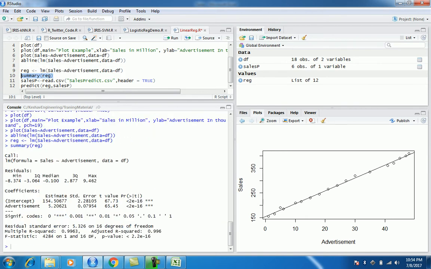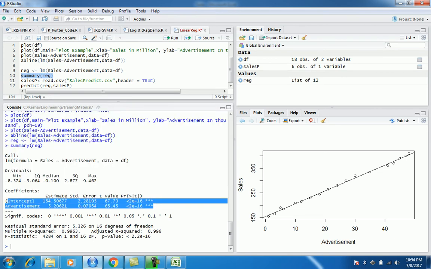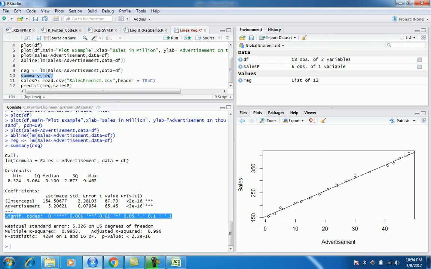So as you can see, for the formula that we have fitted, we have the coefficients and we have the intercept. What you see here is the intercept value of 154.50 and the advertisement coefficient, and we see that we have 3 stars aligned at the end, which means that both the intercept and the attribute are really significant. These are the significant codes which give you the percentages, so we could consider them as more than 99% significance for both of them.